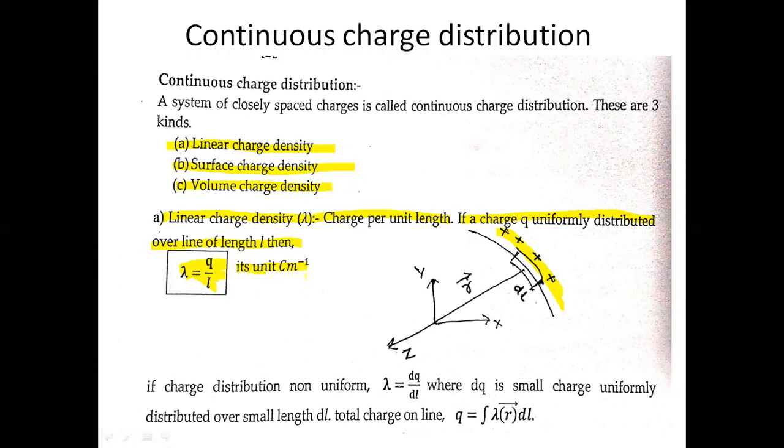Per centimeter is the unit of linear charge density. So far we have spoken about the uniform charge distribution.